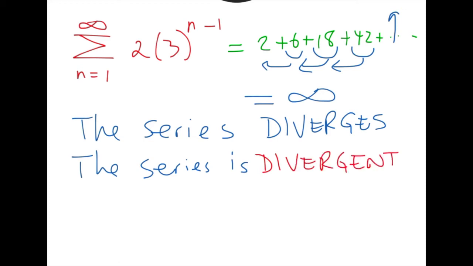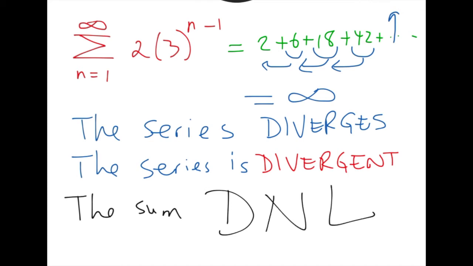In other words, what does that mean? The sum does not exist. As long as you see that these numbers are becoming bigger than the previous numbers, that means the sum does not exist.